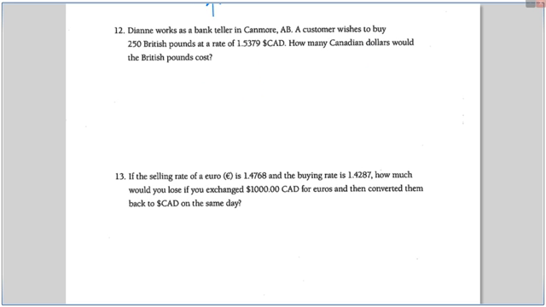So Diane works as a bank teller. A customer wishes to buy 250 British pounds at a rate of 1.5379 Canadian. How many Canadian dollars would the British pounds cost? So this bank teller is going to sell the pounds to this person. So this is a selling rate.